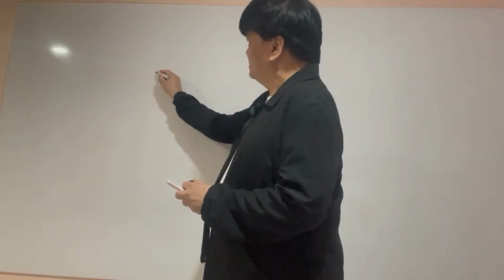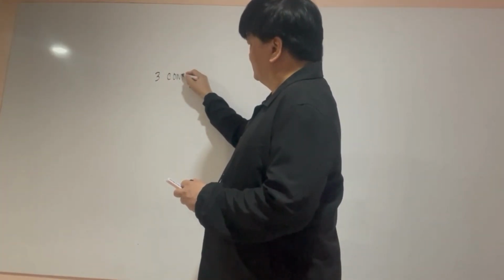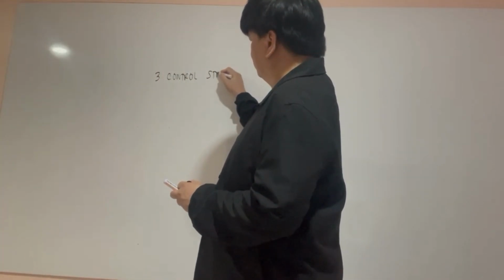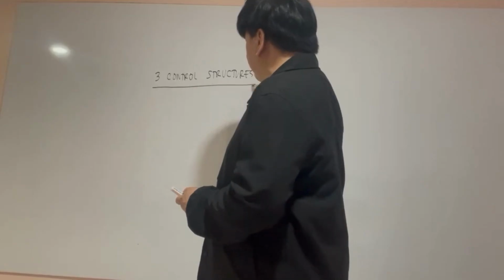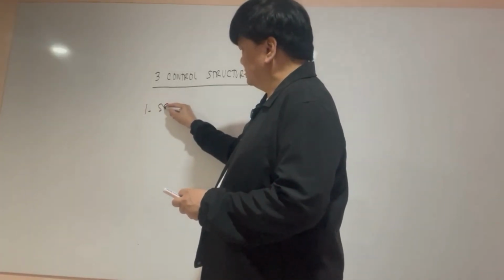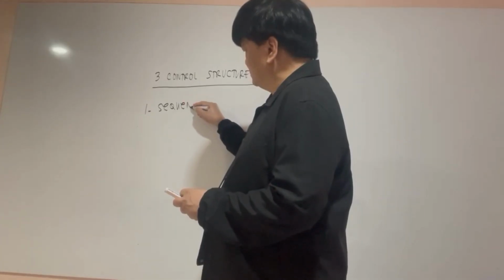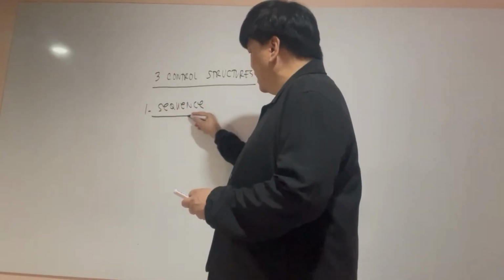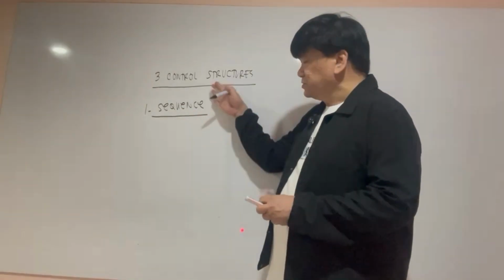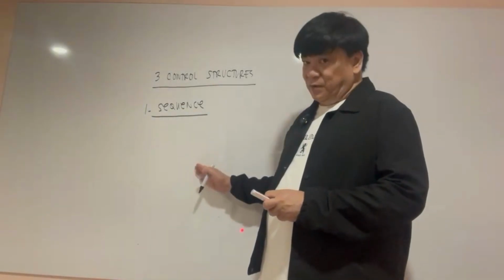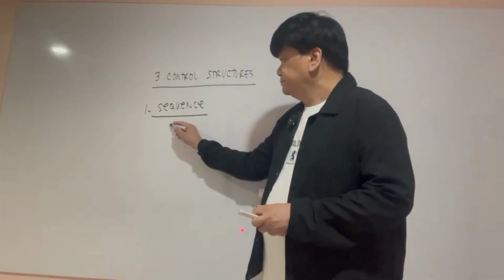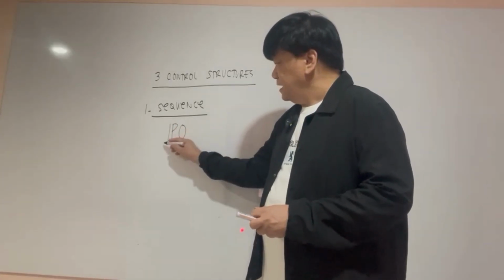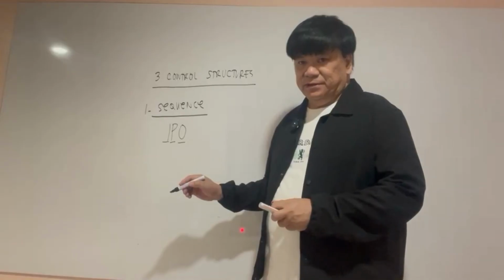Now this time, let's talk about the three control structures. The three control structures start with the sequence. As the name implies, the structure will be in order, or in sequence. So it's just following the IPO sequence: input, process, output. Simple as that.